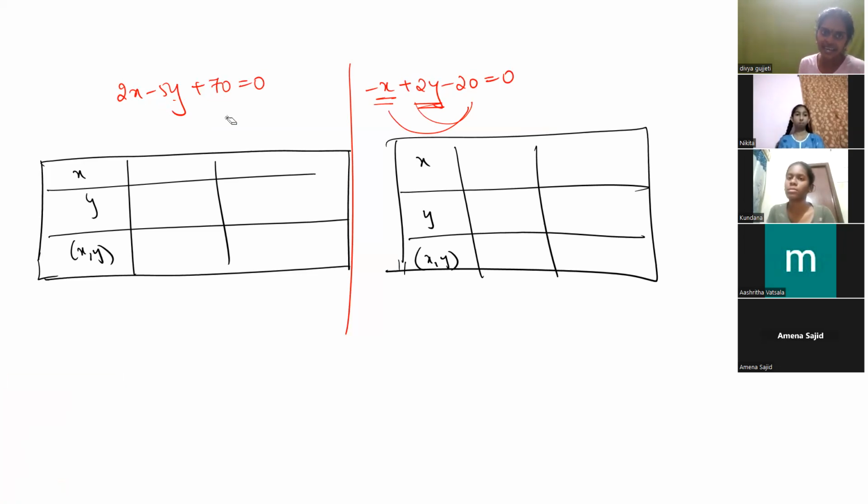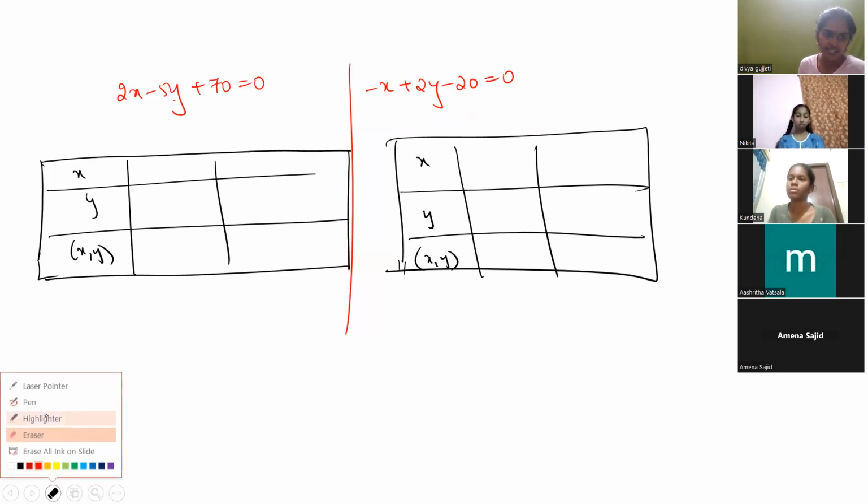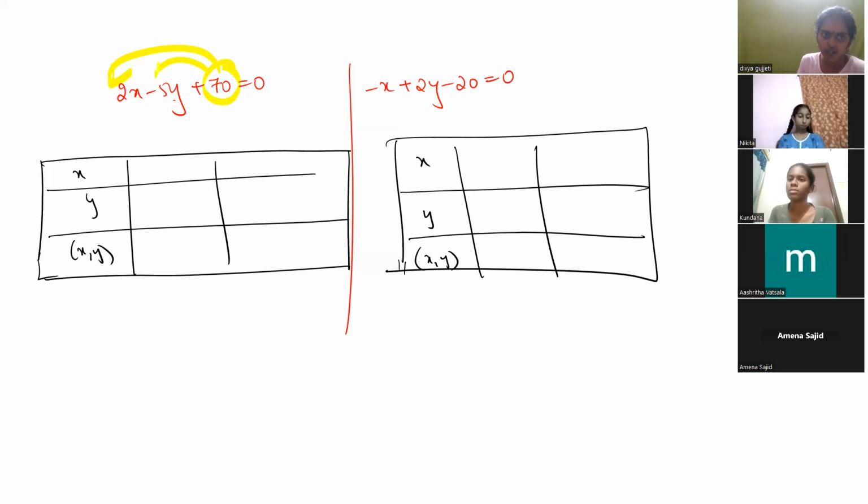Okay, so that's how you can directly check your given equations. See here, 70 is a multiple of 2. 70 is also a multiple of 5. So directly they will get cancelled. So in this case, you can use the intercept method easily. 20 is a multiple of 1. Okay, and 20 is also a multiple of 2. Are you able to understand how you should think? Okay.